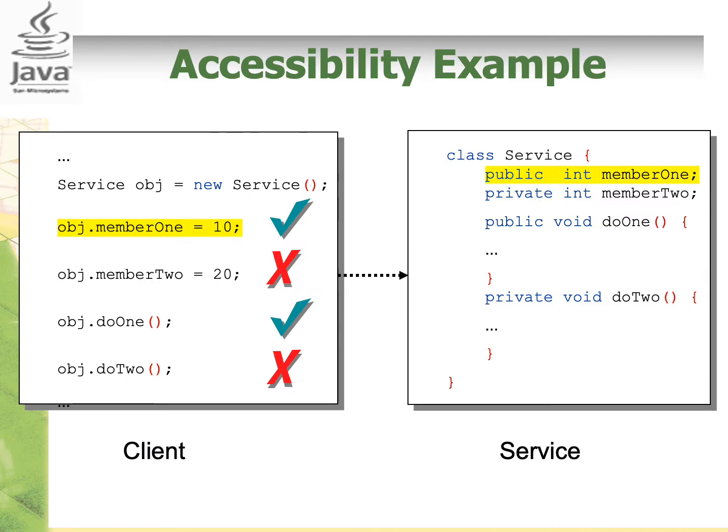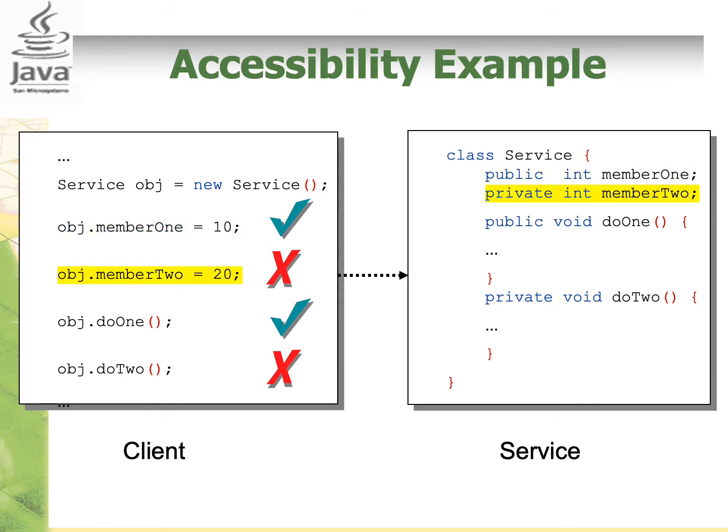This slide shows a simple example of public and private modifiers. See how the client can access the public data member and method. We create an object of class Service called object. As what we have learned previously, to call methods or variables or data fields, we need to use the dot operator. So, to call the data field member1, we can write object.member1 and assign to it the value 10. This is valid because the member1 modifier is public.